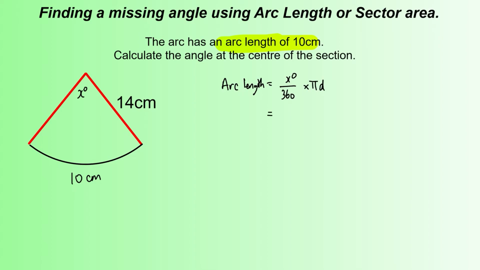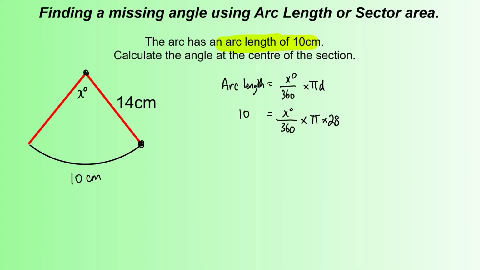We then have to fill in any information we know. In this case, we actually know the left-hand side of the equation. We know that the arc length is 10 centimeters. So I'm going to put the 10 on the left-hand side for our arc length. The angle, this time, we don't know. So it's x over 360 still, times pi times the diameter. Now the diameter would be double the radius. So from here to here, that's the radius from the middle to the outside. So the diameter would be 28.